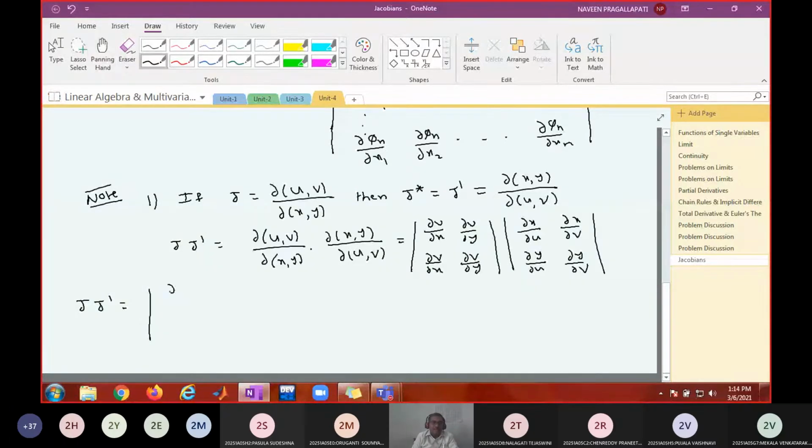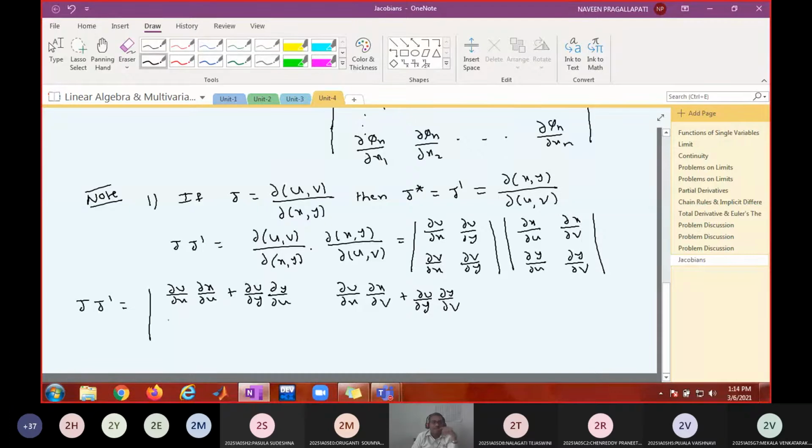So what is that? ∂u/∂x into ∂x/∂u plus ∂u/∂y into ∂y/∂u. Am I right? Next one, first row, second column. ∂u/∂x into ∂x/∂v plus ∂u/∂y into ∂y/∂v.